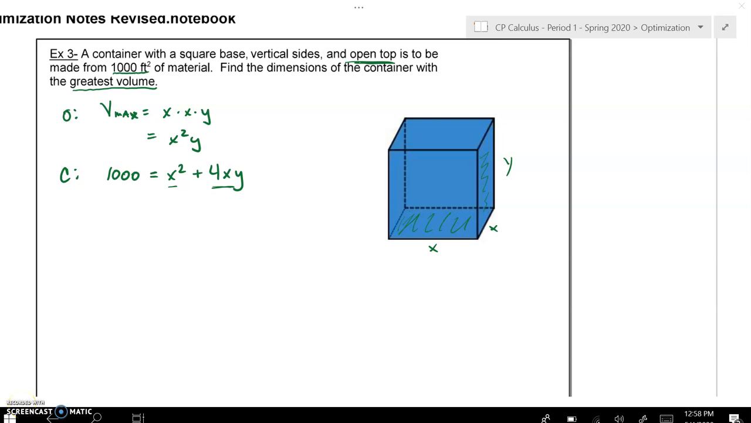Now that we have everything we need, we have our optimization equation as well as our constraint. We have two variables, just x and y here, along with two equations. We're going to manipulate the constraint equation to get one variable by itself, so that we can plug it into the optimization equation and work our way through the problem using only one variable, so that we can get to the answer that we are seeking.